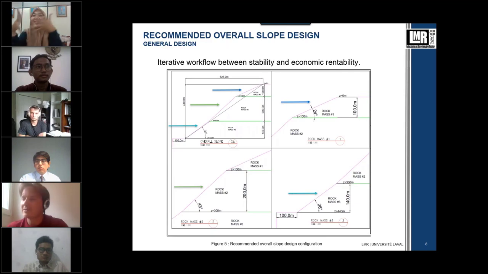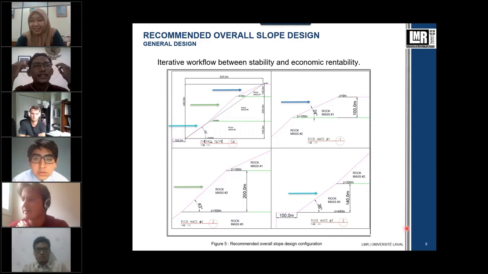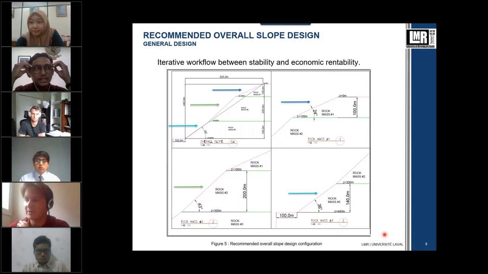For the recommended overall slope design, an iterative method was used. The iterative workflow was about the balance between the stability criteria, which are factor of safety and probability of failure, and the economic one, which is the rentability threshold. Through this iterative process, an overall slope design that meets the 3 criteria was obtained.